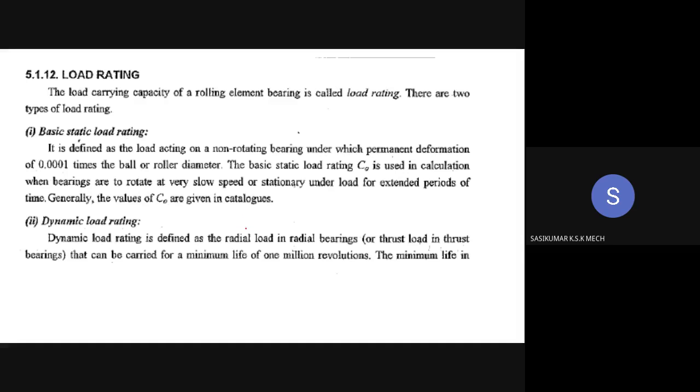Let me also show you the page where it is available. Okay, and the load may be static or dynamic. So static in the sense it is the condition where the bearing is not rotating. Dynamic is the condition where the bearing is rotating for a particular period of time at a particular RPM.